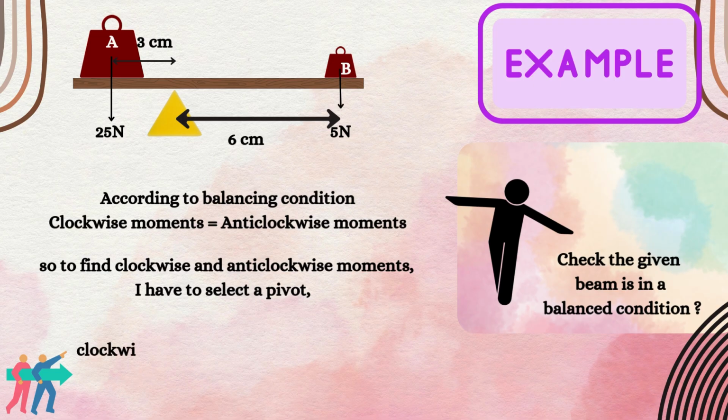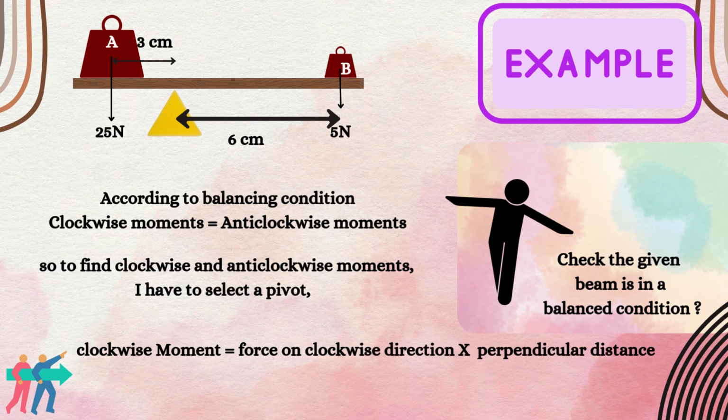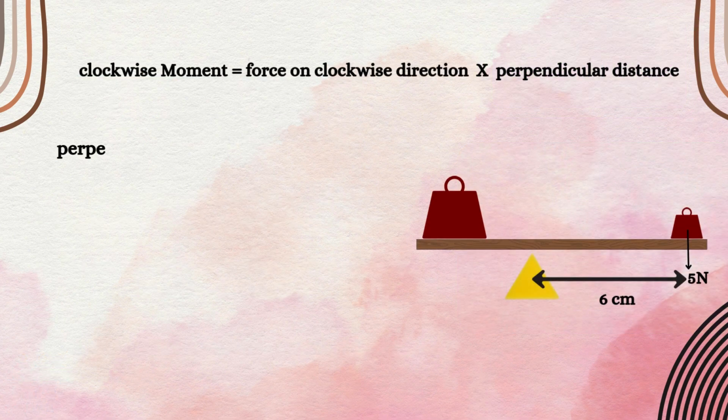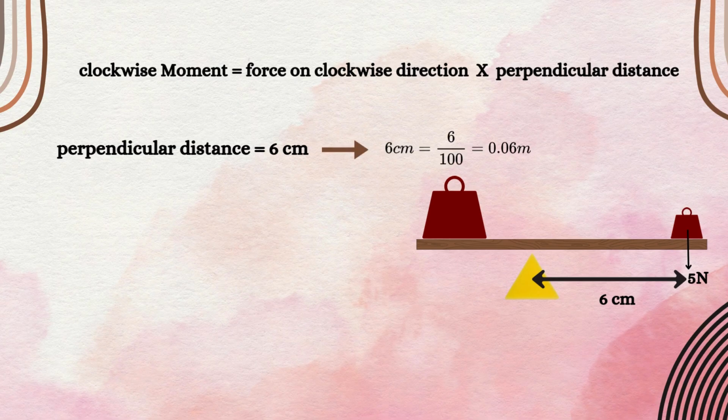Clockwise moment equals force in clockwise direction times perpendicular distance. Here, the perpendicular distance is equal to 6 centimeters. So when we convert the distance into meters, we get 6 divided by 100 equal to 0.06 meters. So clockwise moment is equal to 5 Newton times 0.06 meter, which is equal to 0.3 Newton meter.